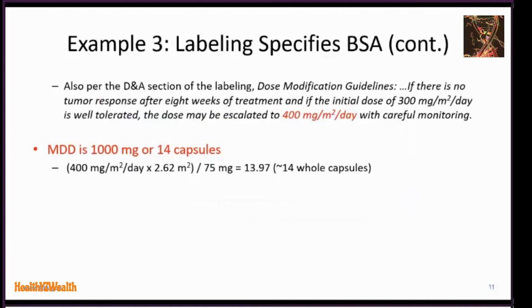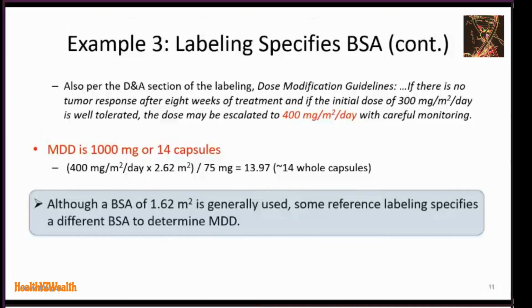However, the dosage and administration section also states that if there is no tumor response after 8 weeks of treatment, and if the initial dose is well tolerated, the dose may be escalated to 400 milligrams per meter squared per day. Therefore, the maximum daily dose is 1,000 milligrams, or 14 capsules. So keep in mind that although a body surface area of 1.62 meters squared is generally used, some reference labeling specifies a different body surface area to determine the maximum daily dose.